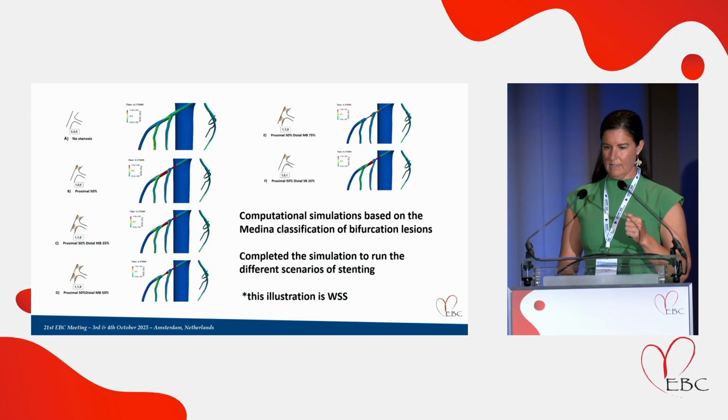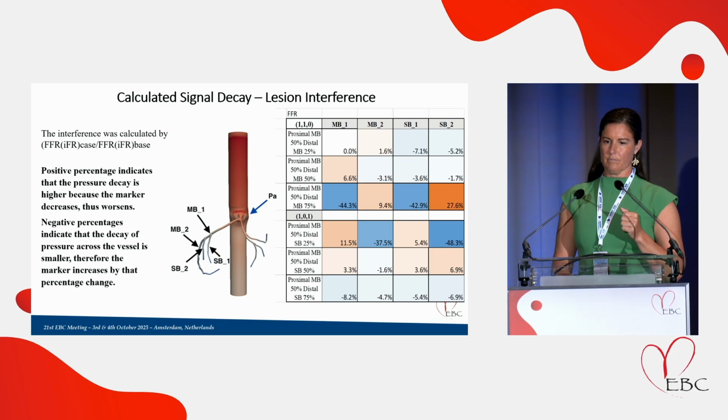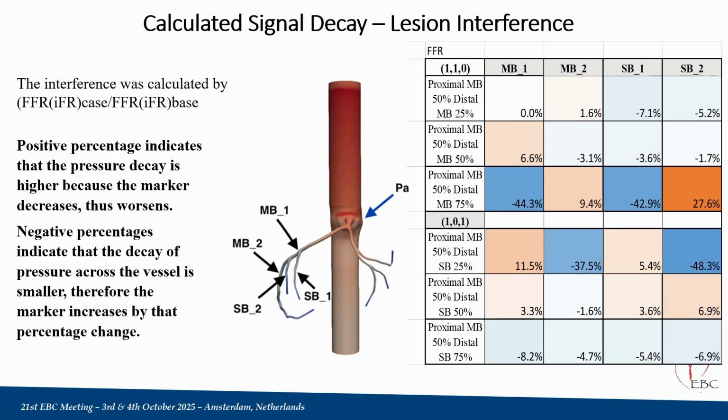So here we tested that, and then we were able to calculate the signal decay, or that lesion interference. So first we took the FFR. We also did this with iFR, but took the FFR from the case, and then we basically divided that by the FFR from the base.